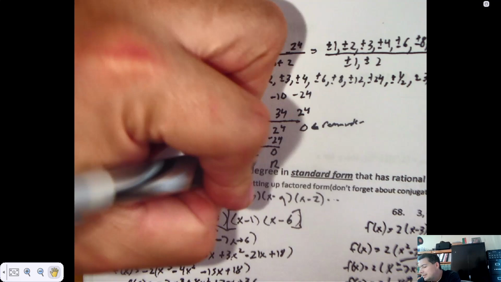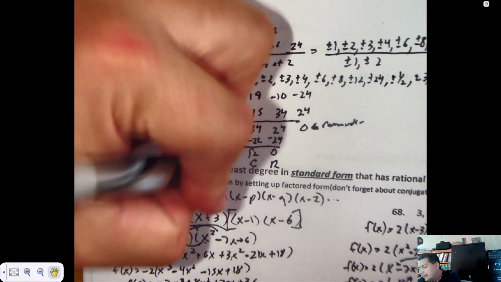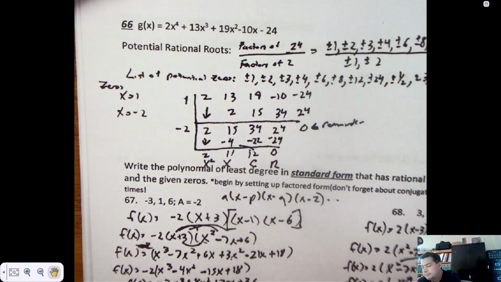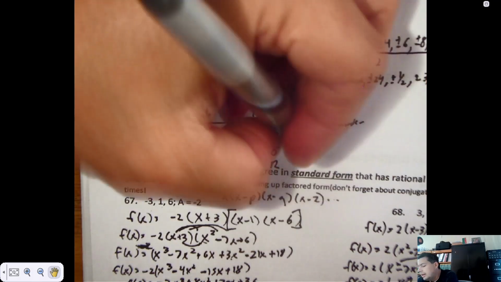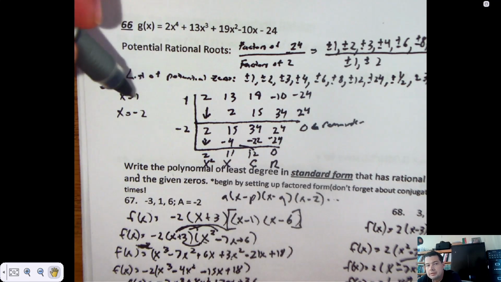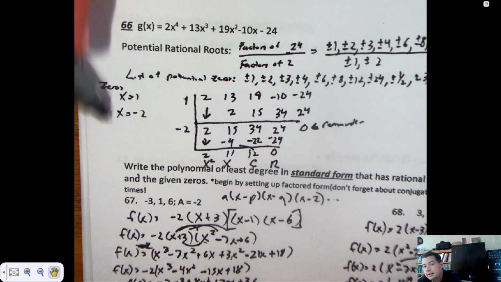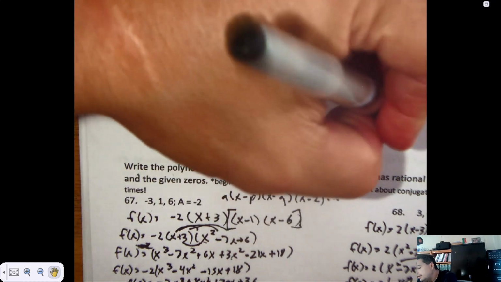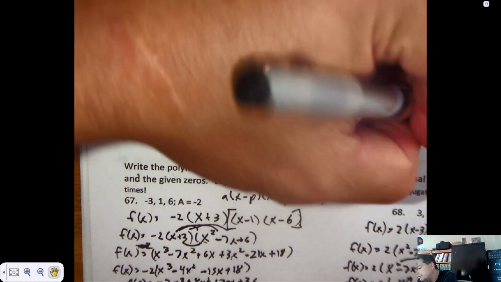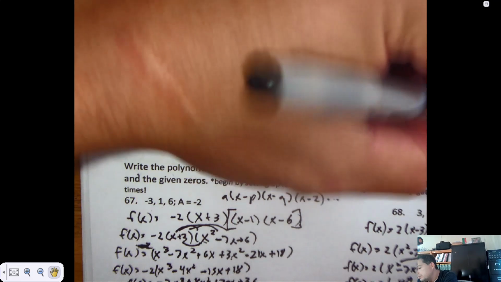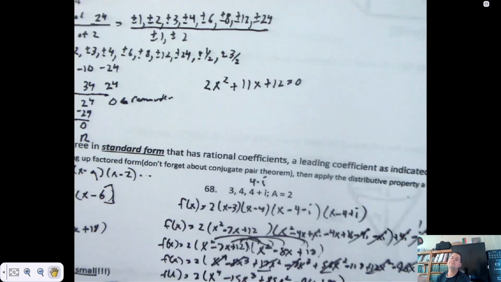This is my remainder. The remainder is preceded by a constant, which is preceded by an x, which is preceded by an x squared. So I have successfully factored out x minus 1 and x plus 2. And there are two zeros here at 2x squared plus 11x plus 12, so I'm going to set it equal to 0. And I'm going to try to factor it.